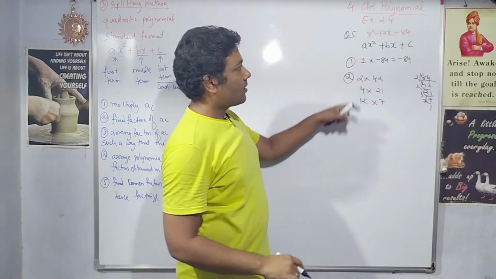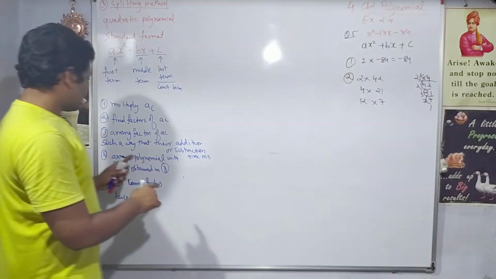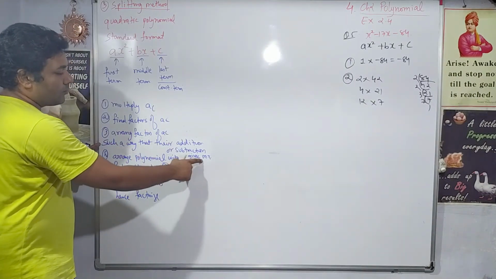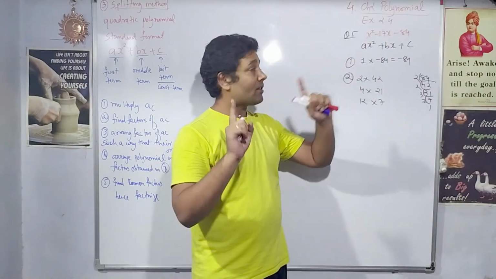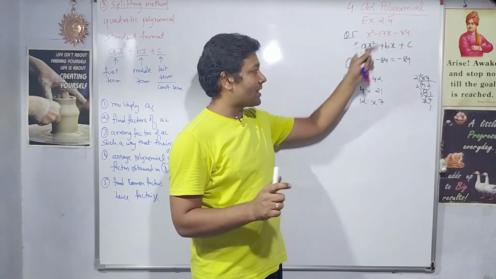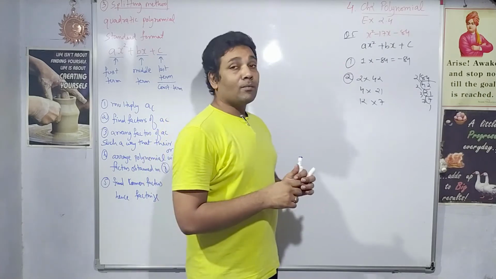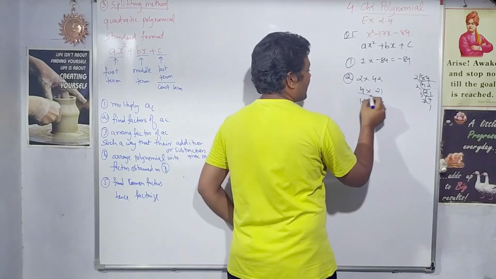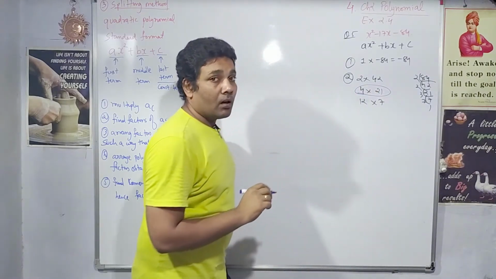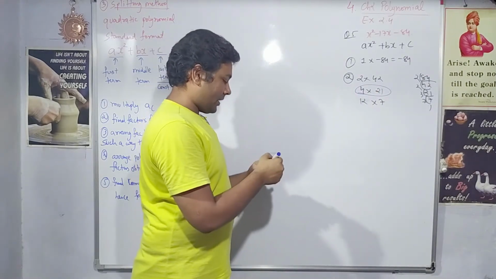Out of this, whose addition or subtraction is going to give me the middle term? Find out. So the middle term is minus 17. Please keep this in mind. We have a minus sign here. So how will I get minus 17? You can clearly see that if I subtract these numbers, I will get minus 17.